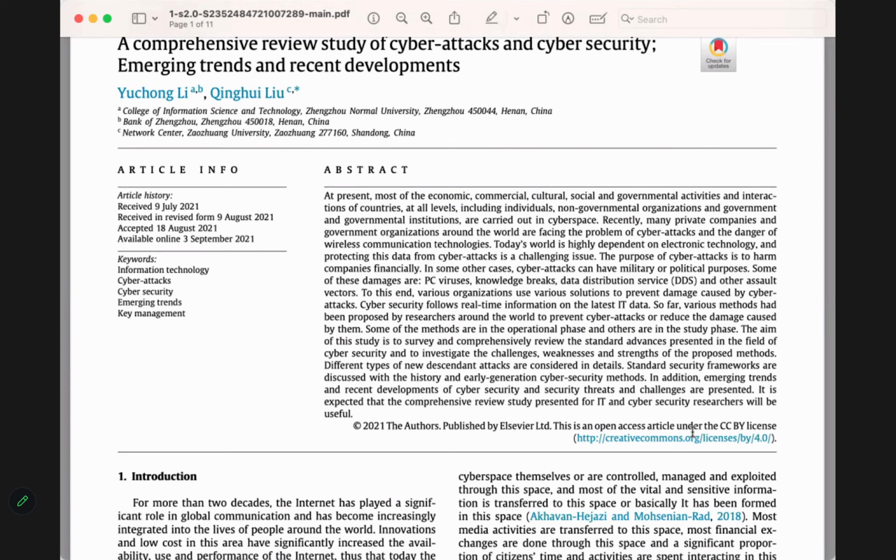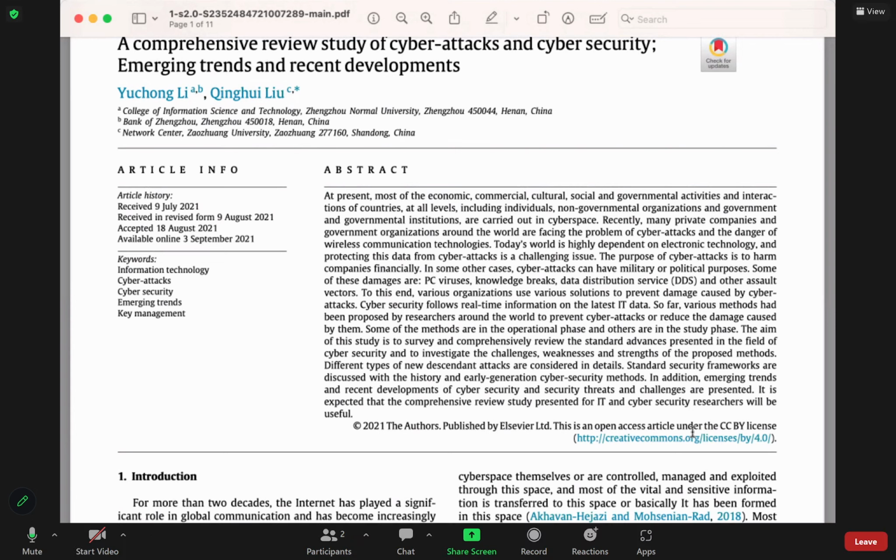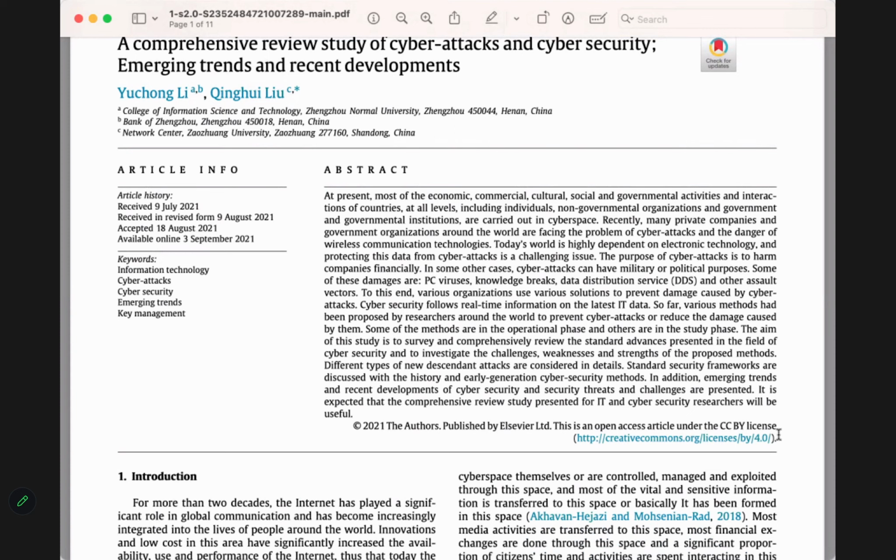Yeah, I think we were pretty close. Like analysis about cybersecurity and cyber attacks in different fields. Yes, and even here we have the phrase like this: the aim of the study is to survey, like an overview, review the standard advances presented in the field of cybersecurity and investigate the challenges, weaknesses, and strengths of the proposed methods. So they propose methods of cybersecurity to prevent cyber attacks.